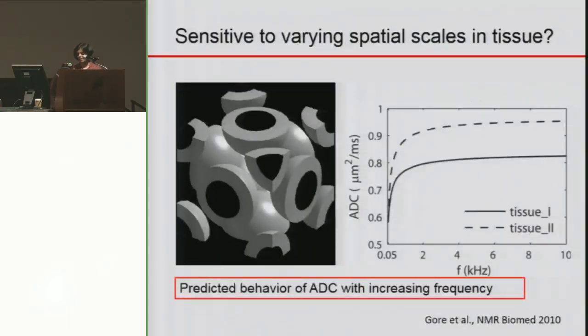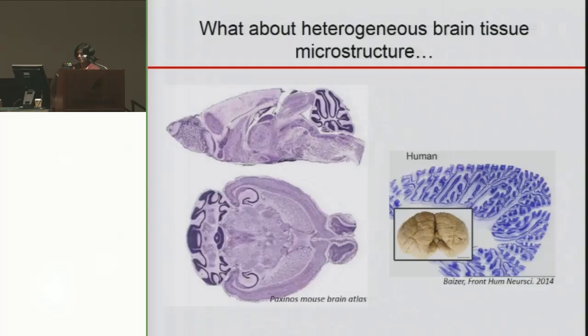And this is a simulation study that used basically a digital phantom of packed cells. In the plot on the right, we can see the predicted behavior of ADC with frequency. So basically, the ADC increases with frequency in two different tissues. And in this case, these two tissues were modeled to have different nuclear to cell volumes or sizes.